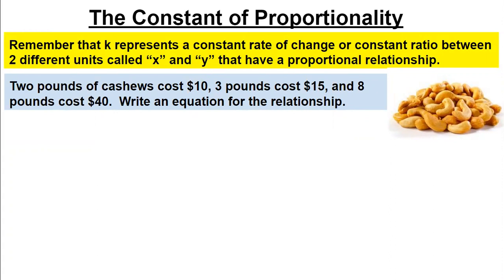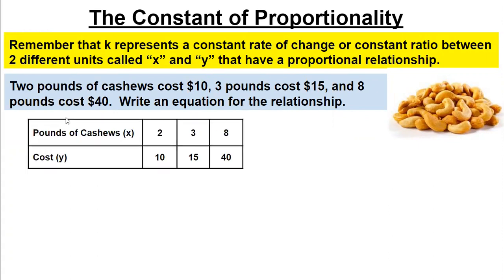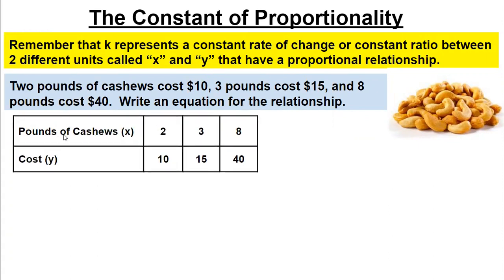Well, the numbers in my problem make it very easy for me to already make a table. So here it is. X is my pounds of cashews. They don't depend on anything, right? But the cost for these pounds of cashews does depend on how many pounds I buy. So I just put the numbers from the problem into the table. 2 is here, and it cost me $10 for 2 pounds. It cost me $15 for 3 pounds and $40 for 8 pounds. That's right directly from the word problem.